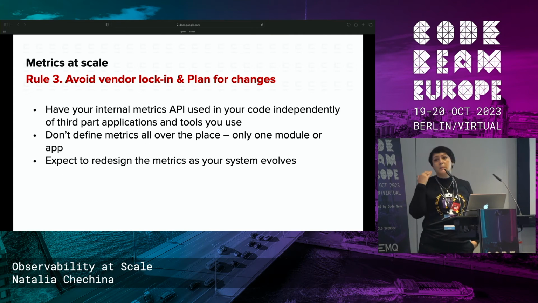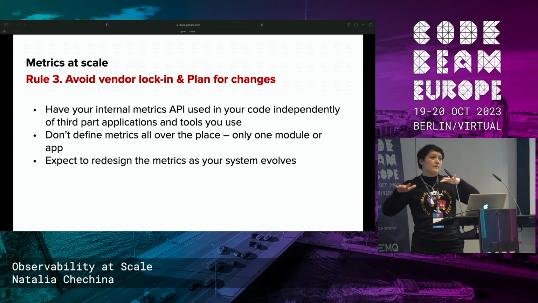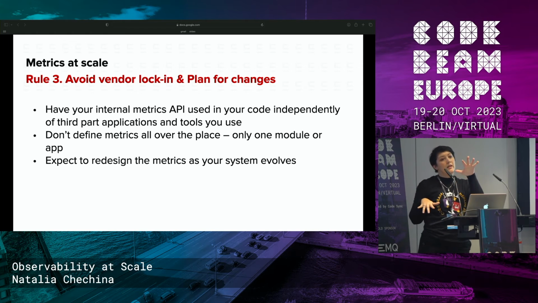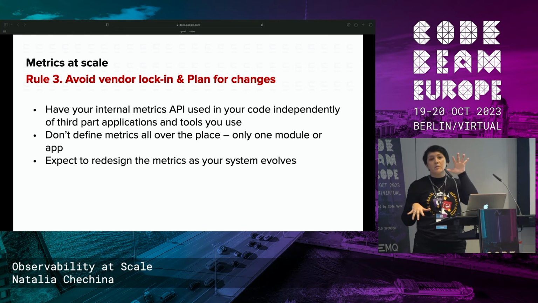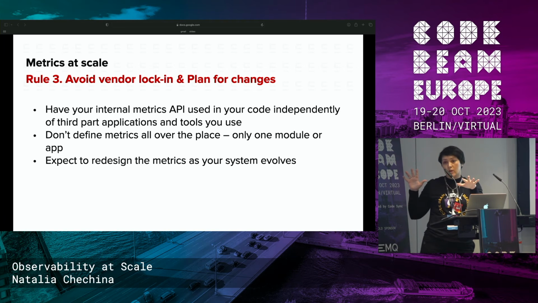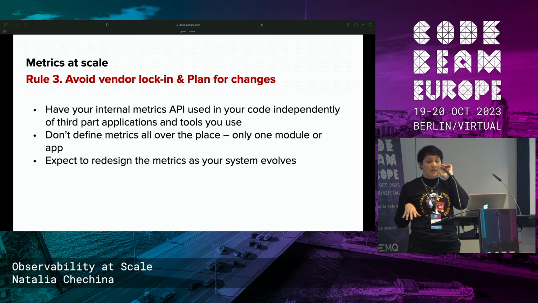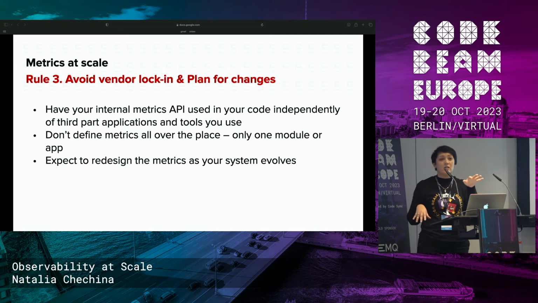Vendor locking and plan for change. So again, if you put your tools inside of your application, that's vendor locking. It will be very hard to take them out, especially if your system grows. There will be very little tolerance and kindness when you start requesting to change a tool, right? Because if something goes wrong, then that's it. Lots of time wasted, lots of money wasted. Nobody wants that. So plan for that.